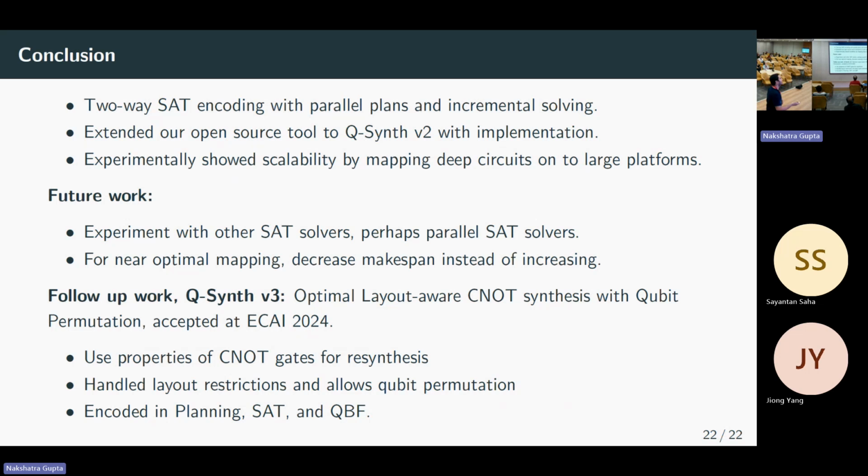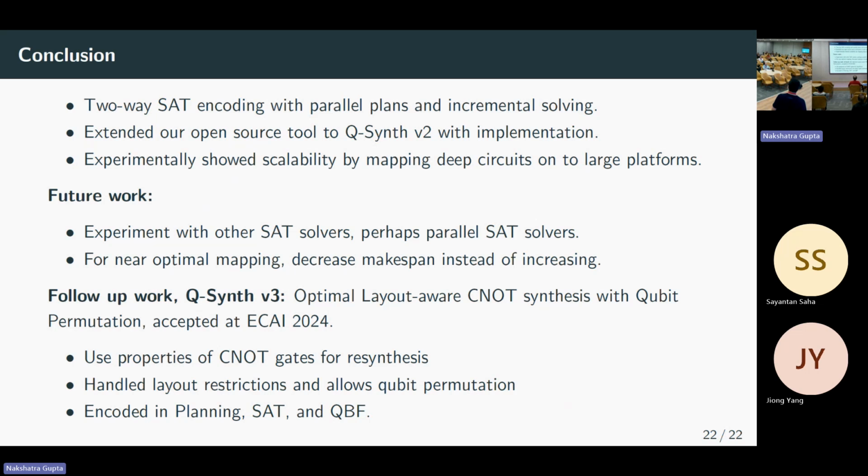So, conclusion: we presented a two-way SAT encoding and integrated it into our QSynth version 2. And we have experimentally showed some scalability for deep circuits and mapped them onto large platforms. Future work might be to experiment with other SAT solvers, perhaps parallel SAT solvers. It seems they work well, at least for this problem. And if you don't need optimality, for near optimality, you can start from some heuristic upper bound and then decrease the makespan. So maybe for some instances it might work well.